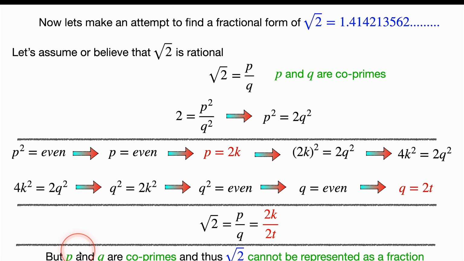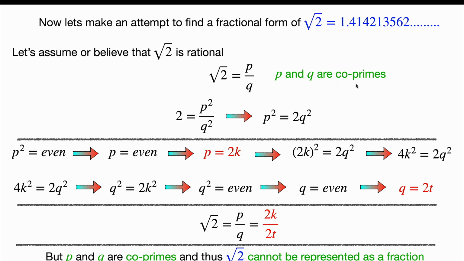We started our problem assuming that p and q are coprime, right? p and q are coprime, meaning there is no common factor between p and q other than 1. But what we have just got is that p by q is equal to 2k by 2t, so 2 is a common factor between p and q. Now, does it satisfy our original assumption that p and q are coprime? No. So this is a contradiction.